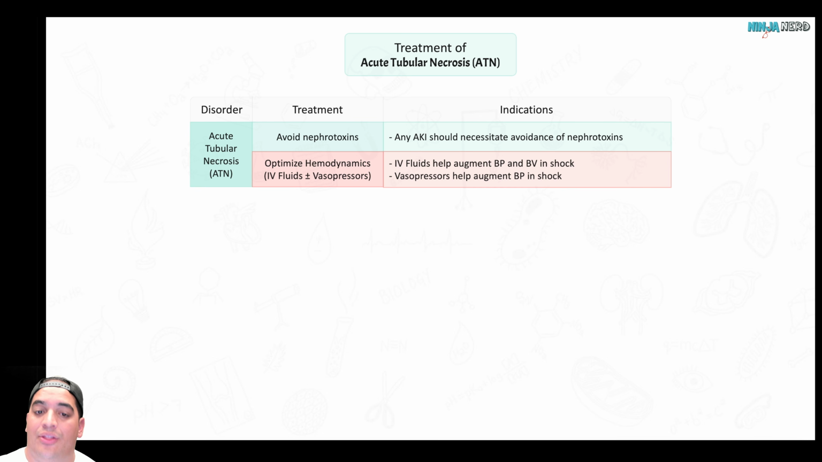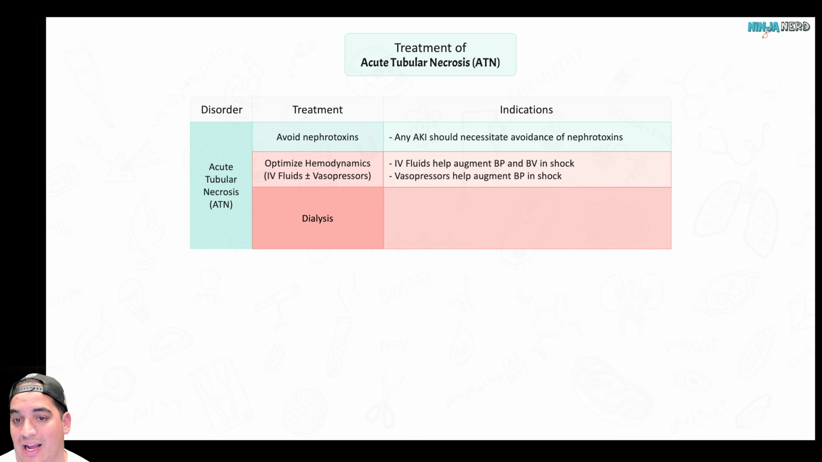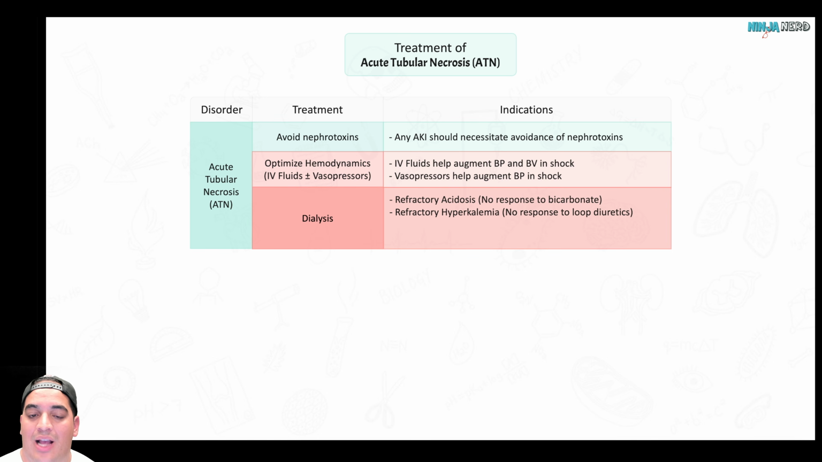Because if not, their AKI can worsen, and then I've got to start reaching out to my nephrology colleagues to dialyze them, especially if the patient's having refractory acidosis, refractory hyperkalemia, hypervolemia that I can't diurese off, or they're having uremic complications. All right.